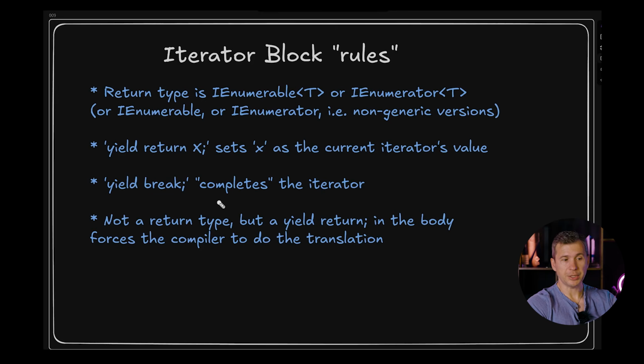Yield break completes the iterator. You can think about this as an early return. In typical methods we use return, but we cannot use return here. We need to use yield break. And keep in mind that it's the result type of the method that forces the compiler to generate the state machine. That's what forces the compiler to use a different code generation logic.